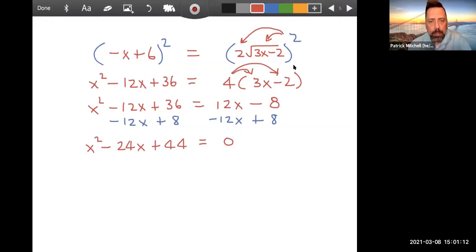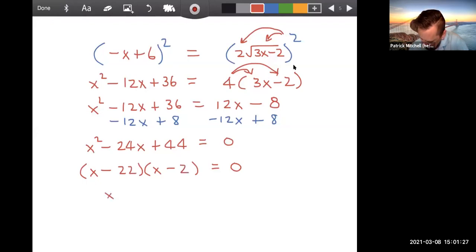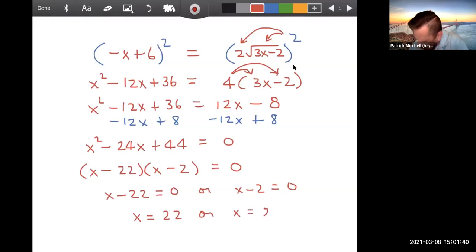Okay, so now we're going to solve that by factoring. What two numbers add up to negative 24 and multiply to 44? Well, negative 22 and negative 2, right? All right, so that means either x minus 22 is zero or x minus 2 is zero. And that means x is 22 or x is 2. So are we done? Almost. We have to do the check, all right?